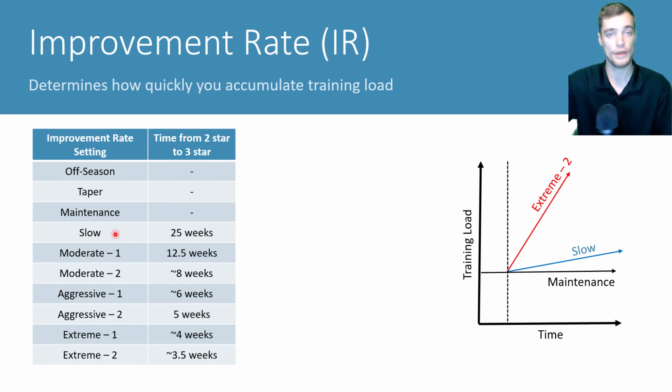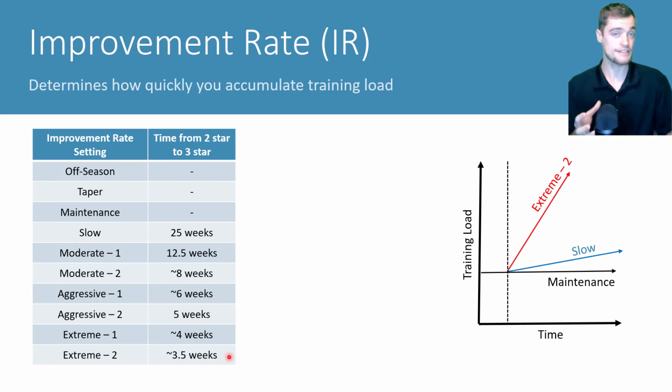At the slow improvement rate, so this blue line, it's going to take them a while to get that 3rd star, but they will get it. You can see in this example it would take 25 weeks or roughly half a year. And if we look at the extreme 2 improvement rate, we would actually expect that they could go from 2-star up to 3-star status in less than a month. It's a very, very high improvement rate. That's why we call it extreme.